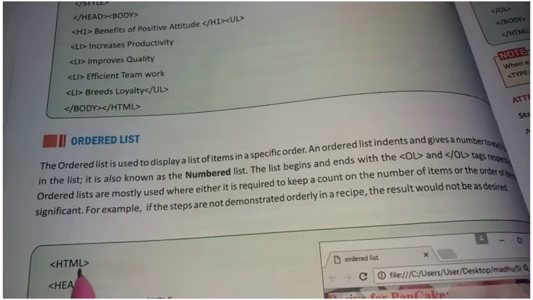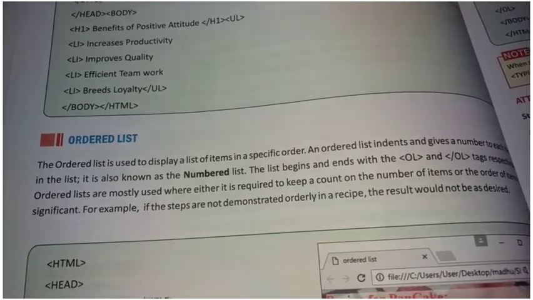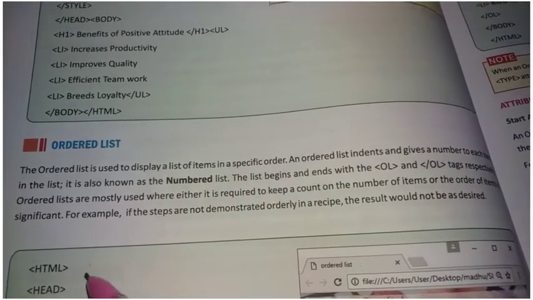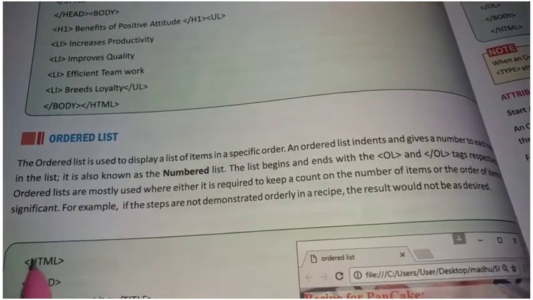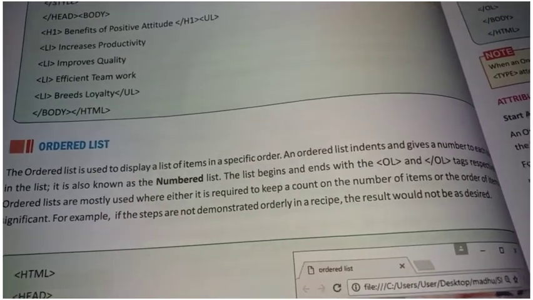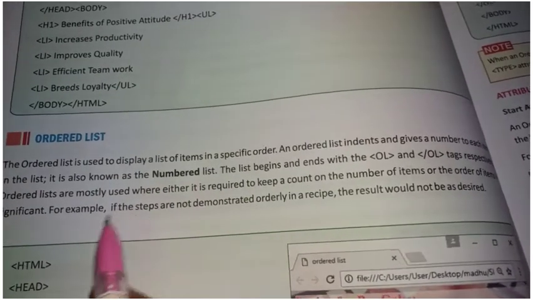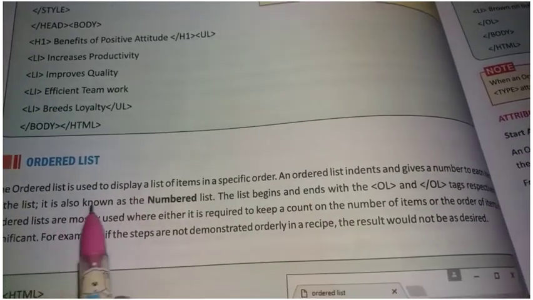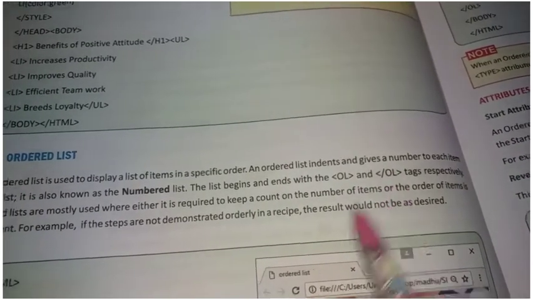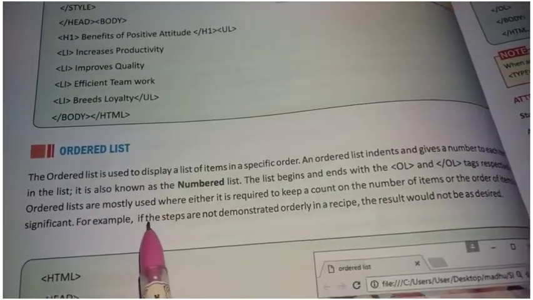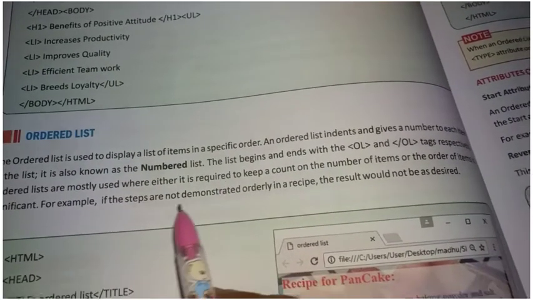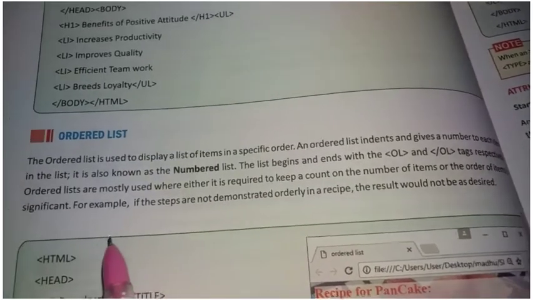Like in dots, we keep points with a dot like that, but in the ordered list we get a numbered list, meaning 1, 2, 3. Also we can use capital Roman numbers or small Roman numbers, A, B, C, capital or small; in these ways we can give a numbered list. So an ordered list is nothing but a numbered list. It starts with OL and ends with the /OL tag. And it is mostly used everywhere. For example, if you want to write a question with a number of points, you will keep 1, 2, 3 like that.